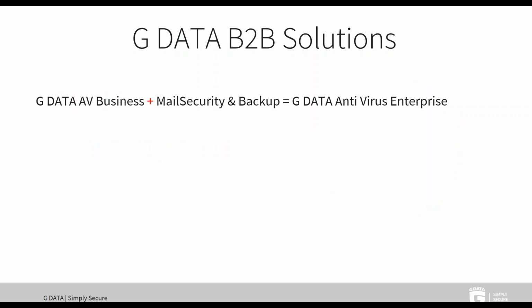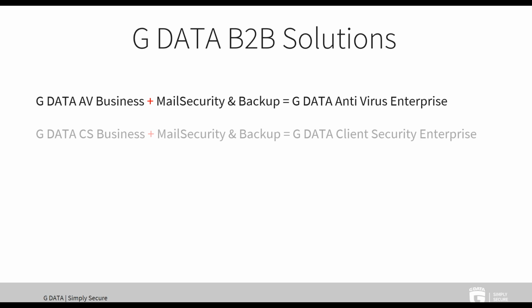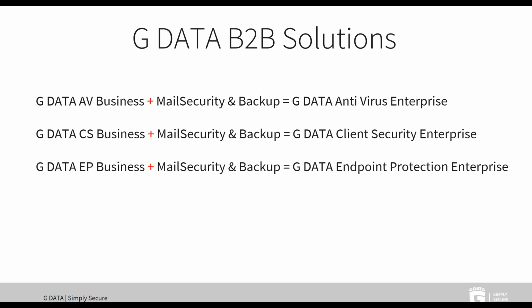If you want to combine certain features with additional modules, that is possible as well. We offer 3 basic combinations. That would be GData Antivirus Business plus Mail Security and Backup. I'm going to talk about this in a few slides. That would be GData Antivirus Enterprise. GData Client Security Business plus the additional module of Mail Security and Backup would be GData Client Security Enterprise, and of course, surprise, surprise, GData Endpoint Protection Business plus the Mail Security and the Backup would be GData Endpoint Protection Enterprise.